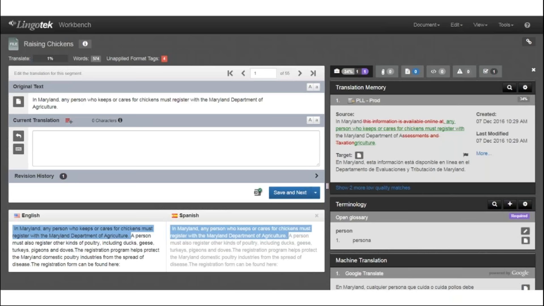This is what Lingotech looks like from the volunteer perspective when they are doing the translation. On the left-hand side is where the original text appears as a segment, and the volunteer types in their translation from there. On the bottom, it will fill in the Spanish, or whatever the target translation is, as the volunteer is going, so they can have context. And then on the next slide, we'll demonstrate the translation memory.